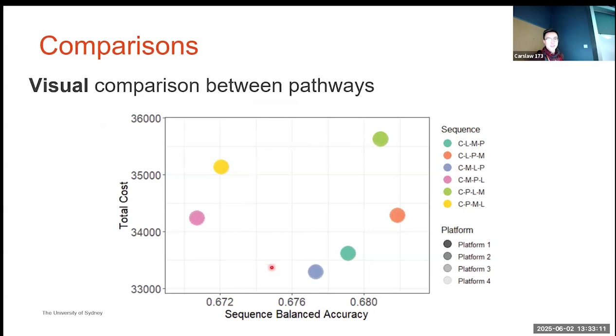So here, these were 6 possible pathways corresponding to a few different orders of the platforms. And we're plotting the accuracy against the total cost. So you can see the ideal place is to be in the bottom right, because you want to be more accurate, but with a lower cost. But what you can see is that often it ends up being a trade-off between how accurate you want to be versus how much you're willing to spend. Right? You have to spend more to get more accurate models.